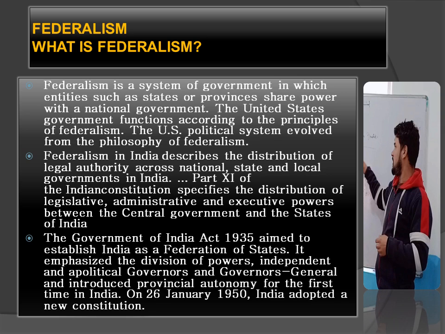Okay, it emphasized the division of power between the provincial and political governors and the governor generals, and introduced provincial autonomy for the first time in India. On 26th January 1950, India became a republic, because it adopted a new constitution, that is a secular constitution. So it distributed the power among the states and local bodies. The central body is most powerful among them.